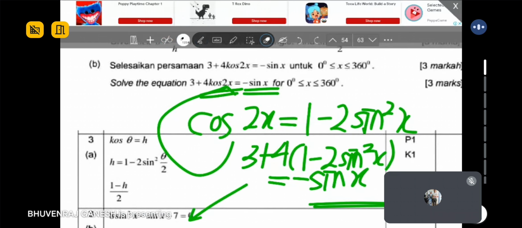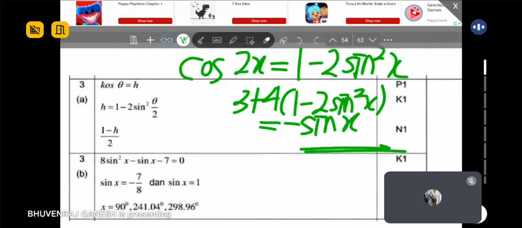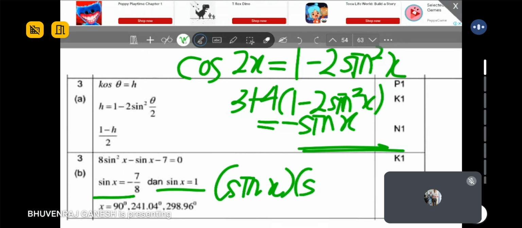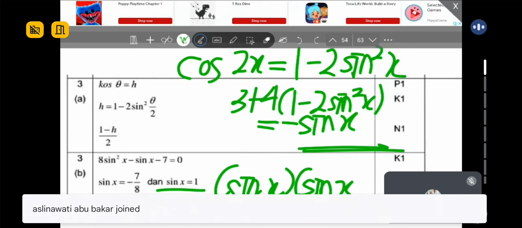Okay, so now you just need to factorize. Okay, do the normal factorization. Okay, so you will get sin x equal to negative 7/8 and sin x equal to 1. Okay, so the factorization is something like this lah. Okay, they never show the step. But it's better kalau kamu tunjuk langkah yang ni juga. Okay, so that more accurate.